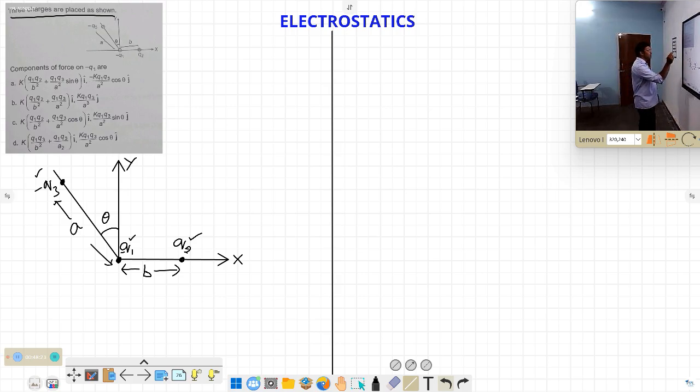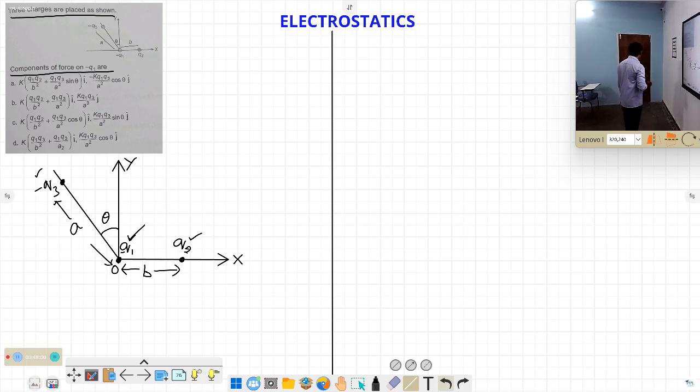According to the coordinate system x and y, Q1 is at the origin and Q2 is along the x-axis, Q3 is making an angle theta with the vertical, that is the y-axis, as you are looking here. Q2 is at a distance of B from the origin, and Q3 is at a distance of A from the origin. What they're asking is the component of force on the minus Q1. What are the forces acting on that one in terms of components?